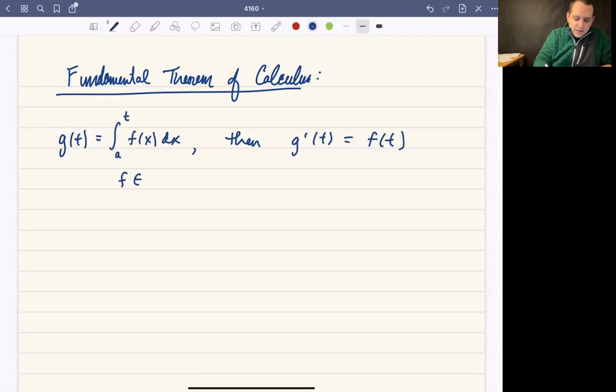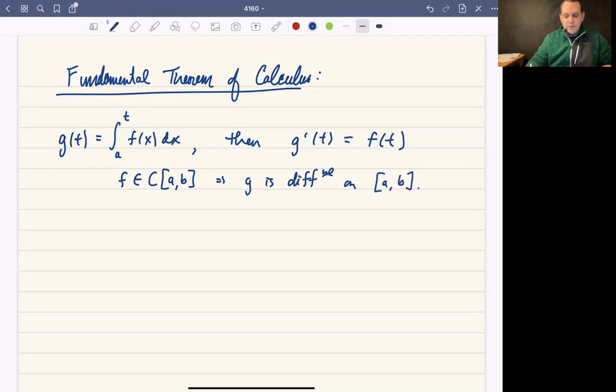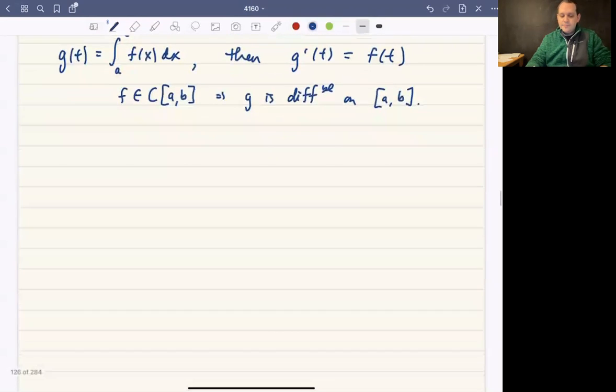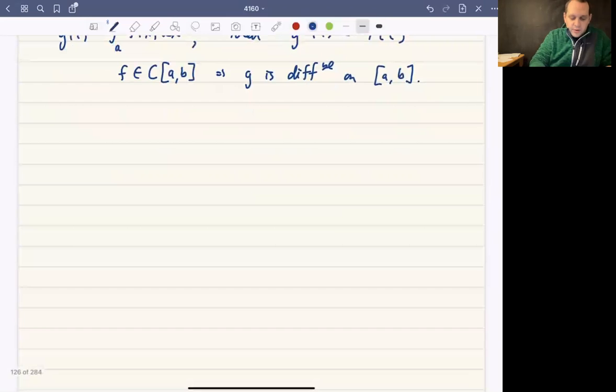This is just notation: f has to be continuous from a to b, and that implies that g is differentiable on that same interval. Here t is just some point in the interval from a to b. So that's the fundamental theorem of calculus from Calc 1. And we're going to talk about an analog for line integrals, and specifically for complex integrals for our complex analysis course. So here's the way that this will work.